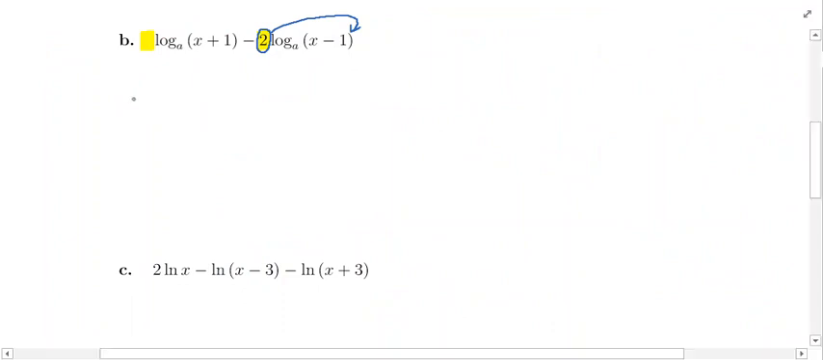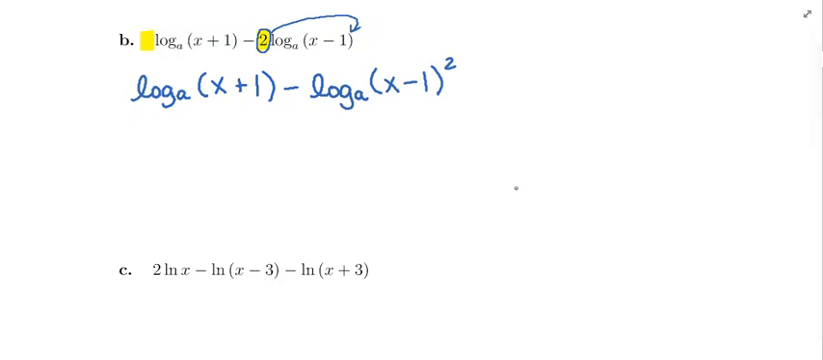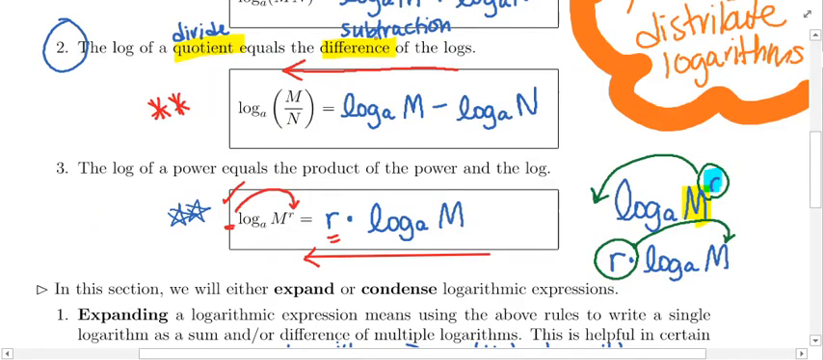So this is going to become log base a of x plus 1, because we're not doing anything to the first logarithm. We're going to leave the minus sign, and then the 2 is going to become the exponent on the entire quantity x minus 1. Now we simply have a logarithm minus a logarithm. Again, they are the same base, so we can combine them into one. In that second major property, subtracting two logarithms, you can combine them into one through division.